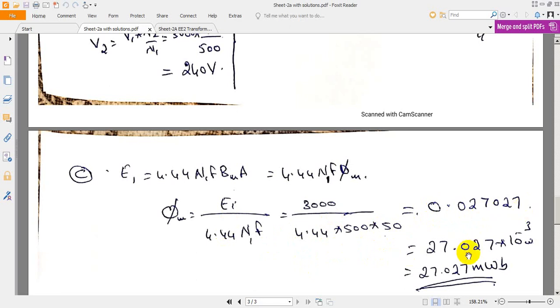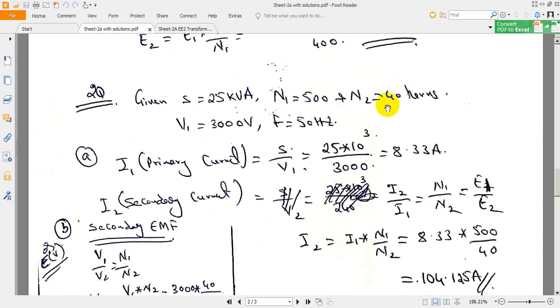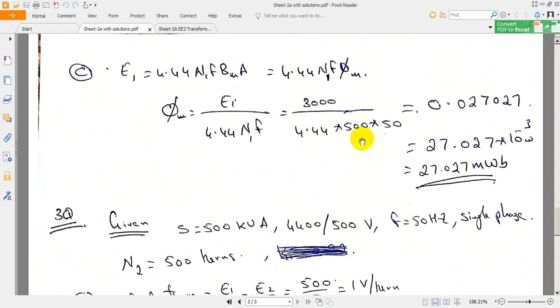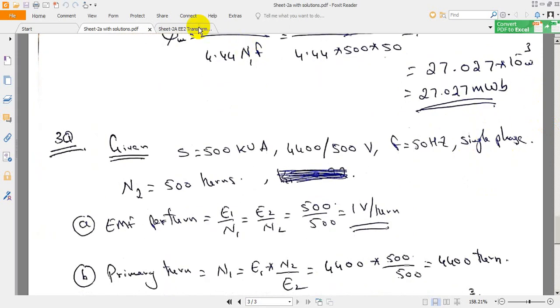0.027027, or 27.02 milliwebers. Either you can go with this option or you can go for E2 divided by 4.44 N2 F. If you are considering E2, then you take 240 here. E2 will be 240 divided by N2, the number of turns 40, which is given in the problem. So 240 by 40 into frequency 50, and you will get the same flux value. With this we have finished problem number 2.